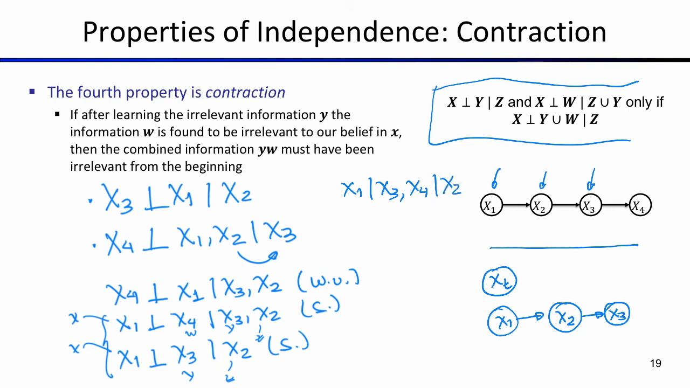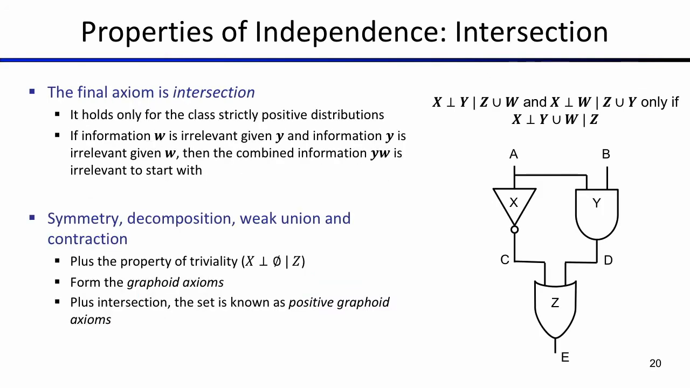So it's saying that this node x1 is independent of these two here, x3 and x4, given this middle node. That's something that we didn't have when we started with the Markovian assumptions. So, okay, we have one more property. And this property is called intersection. This property is a little bit special because it is restricted to what we call strictly positive distributions.